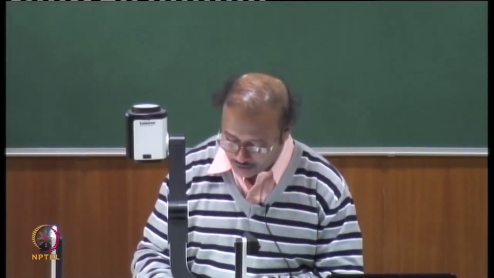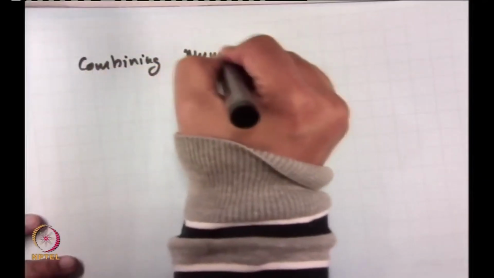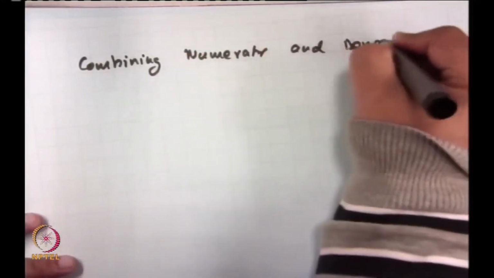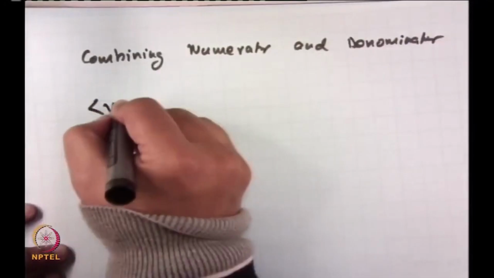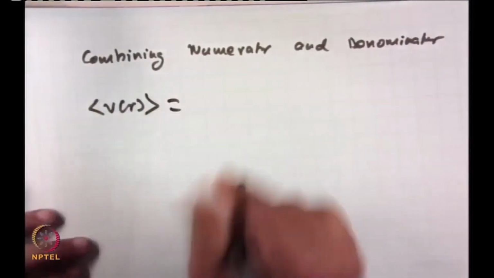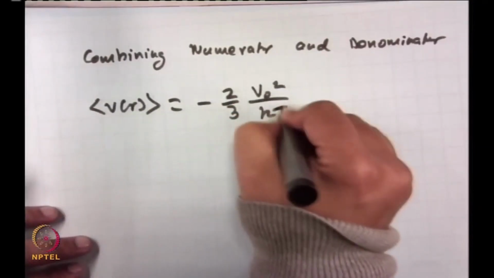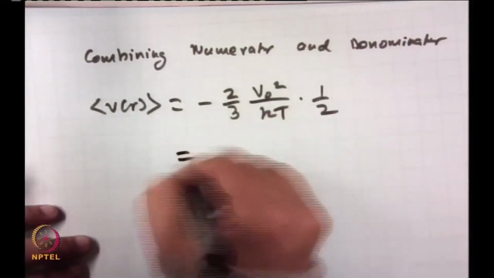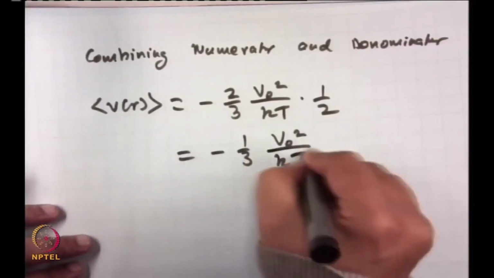Okay. So let me combine. So combining numerator and denominator, then average of V of r is equal to minus 2 by 3 V0 squared over kT, and what did I have in the denominator? 2. So it is essentially minus 1 by 3 V0 squared over kT.